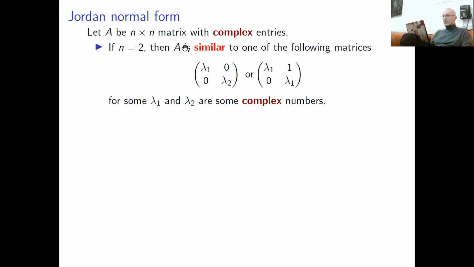So we have 2 choices. If A is diagonalizable, it's similar to a diagonal matrix. If A is not diagonalizable, you can prove that it's similar to a matrix of this shape. Why? Just think about this. Let me give you a sketch of the proof.